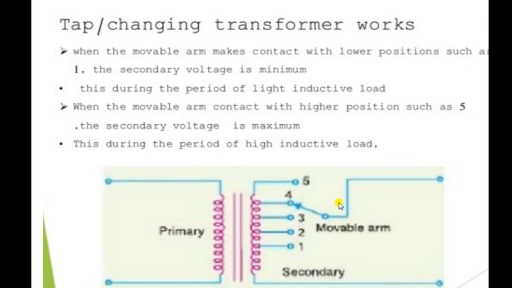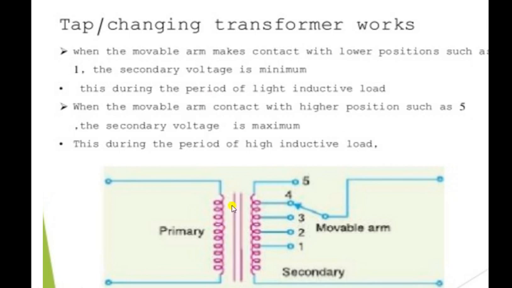Now when the movable arm makes contact with a lower position such as 1 or 2, the secondary voltage is kept minimum. When the movable arm contacts a higher position such as 5, then the secondary side voltage is maintained at maximum. Tap changing transformers are of two types. The first one is the off-load tap changer and the second type is the on-load tap changer.